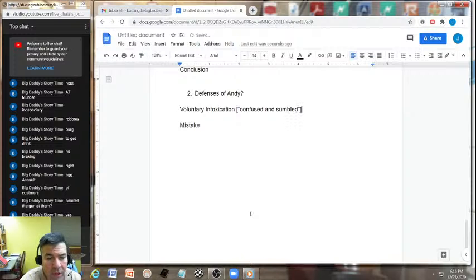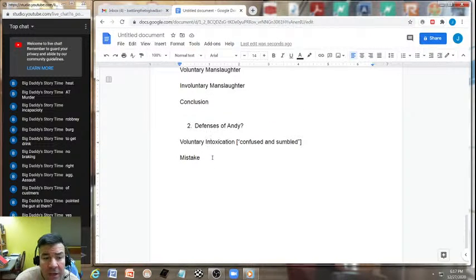So that would add to the fact that he had reached a point of intoxication that definitely could very well substantiate voluntary intoxication. And if it is a voluntary intoxication, remember, voluntary intoxication is a defense to specific intent crimes, but it is not a defense to general intent crimes. So we got to keep that in mind. And then the mistake, remember, we have to make sure that the mistake is a reasonable mistake, which would not be the case here, because a reasonable person would not have taken the course of action that Andy took.